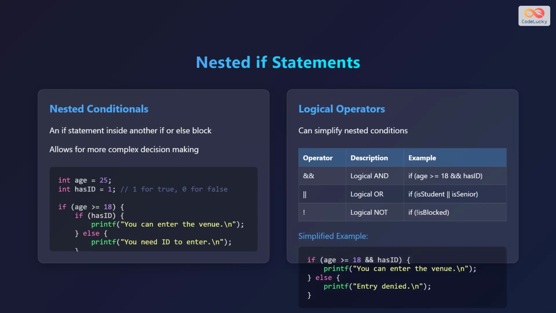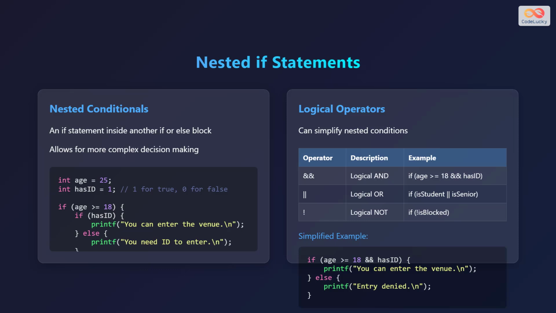Nested if statements involve placing one if statement inside another if or else block. This allows for more complex decision-making processes. Here's an example. We declare an integer variable age and assign it the value 25. We also declare an integer variable hasID and assign it the value 1, where 1 represents true and 0 represents false. The outer if statement checks if age is greater than or equal to 18.